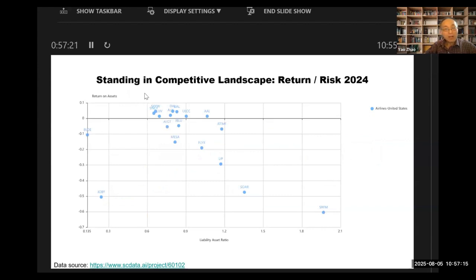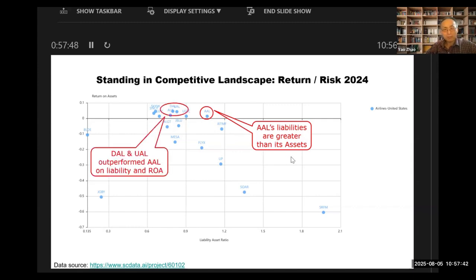Now, let's also look at the competitive landscape, in terms of return versus risk. So we have liability asset ratio on the x-axis, return on assets on the y-axis. And we can see that American Airlines here, the return on assets is not very high, but it's still positive, which is good. However, if you look at liability asset ratio, it's already above 1. So American Airlines actually is heavy on debt.